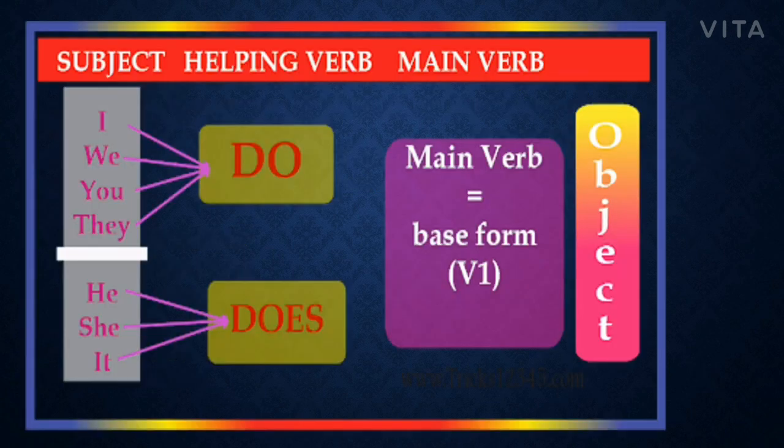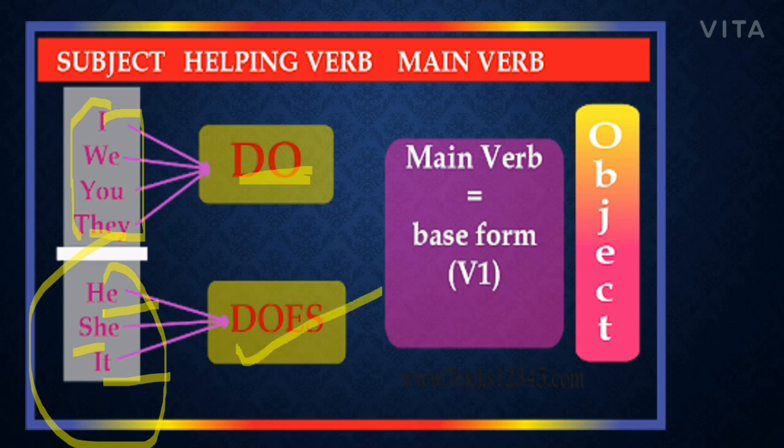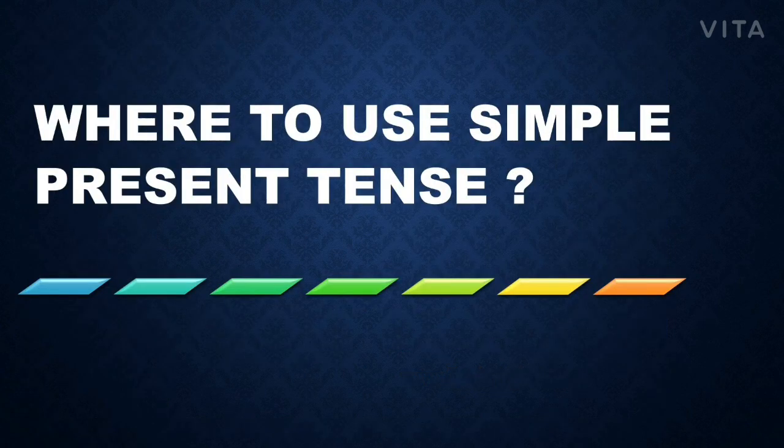Fine, students? See, you can see in this chart also with I, we, you and they. These are all personal pronouns. With this we will be using do. But with third person singular pronouns, meaning he, she and it, we will be using does. Clear, students? So this is how we use do and does in simple present tense.